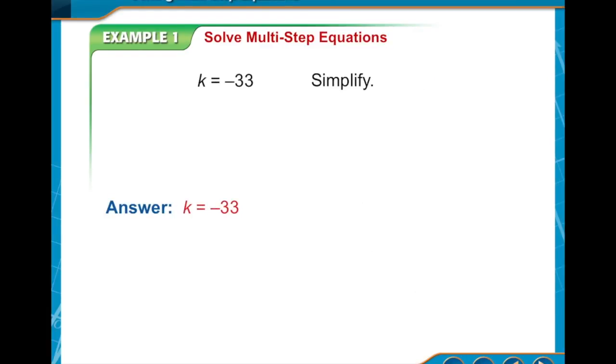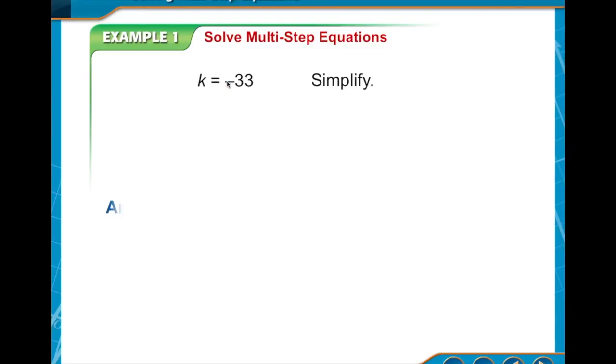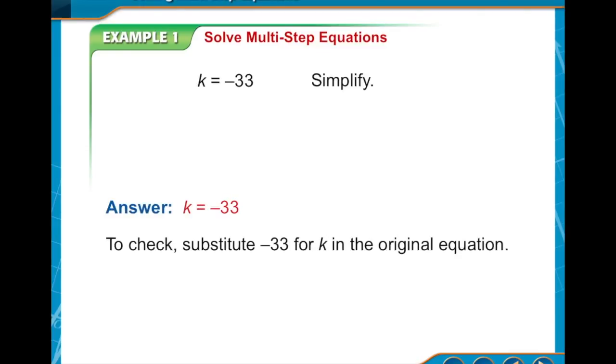And of course, we could go back and check to see if a negative 33 works for our problem. So negative 33 plus 9 divided by 12, does that give me a negative 2? And you could go back and check and see that yes, that does in fact work. Negative 33 plus 9 would be a negative 24 on top. Divided by 12 would be a negative 2. It checks out. We know we're doing the right thing for that problem.